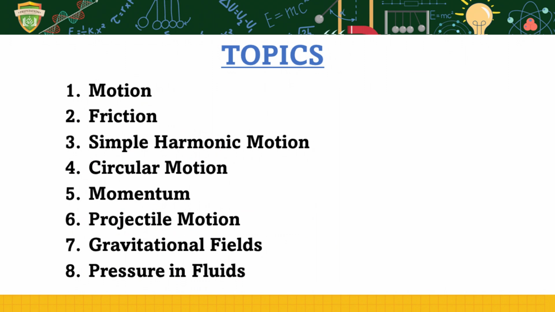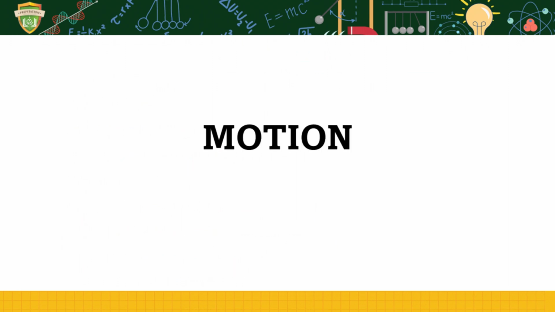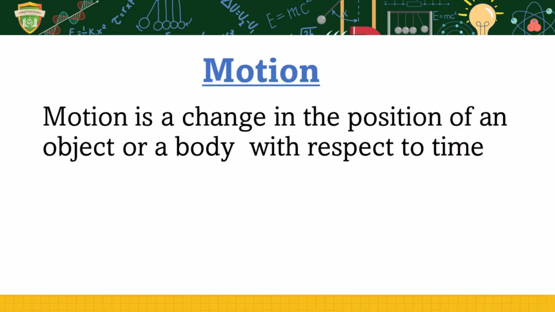On our list is motion. First of all, what is motion? Motion can be defined as the change in the position of an object with time. So once there is a change in the position of an object with time, we say that motion has actually taken place.